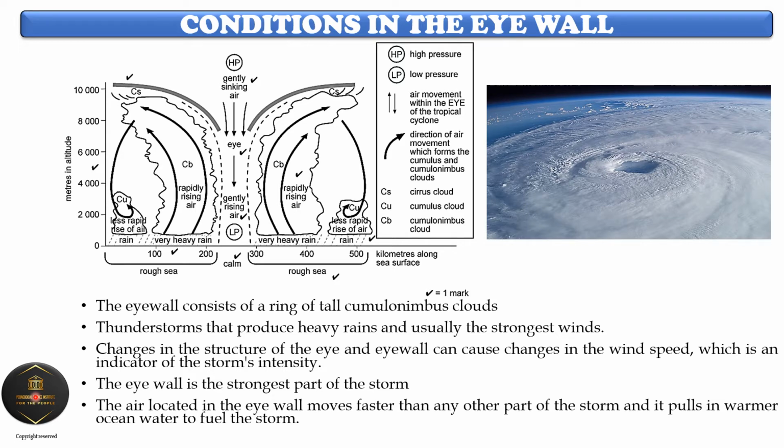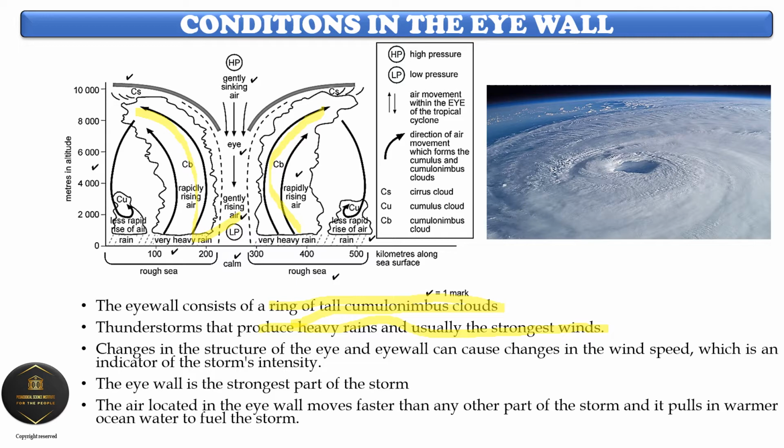So let's just look at our notes here on the conditions of the eye wall. The first thing we need to know, of course, is that the eye wall consists of a ring of tall cumulonimbus clouds. So that's what we need to know. And the thunderstorms that produce heavy rainfall and usually the strongest winds are found in the eye wall, right?